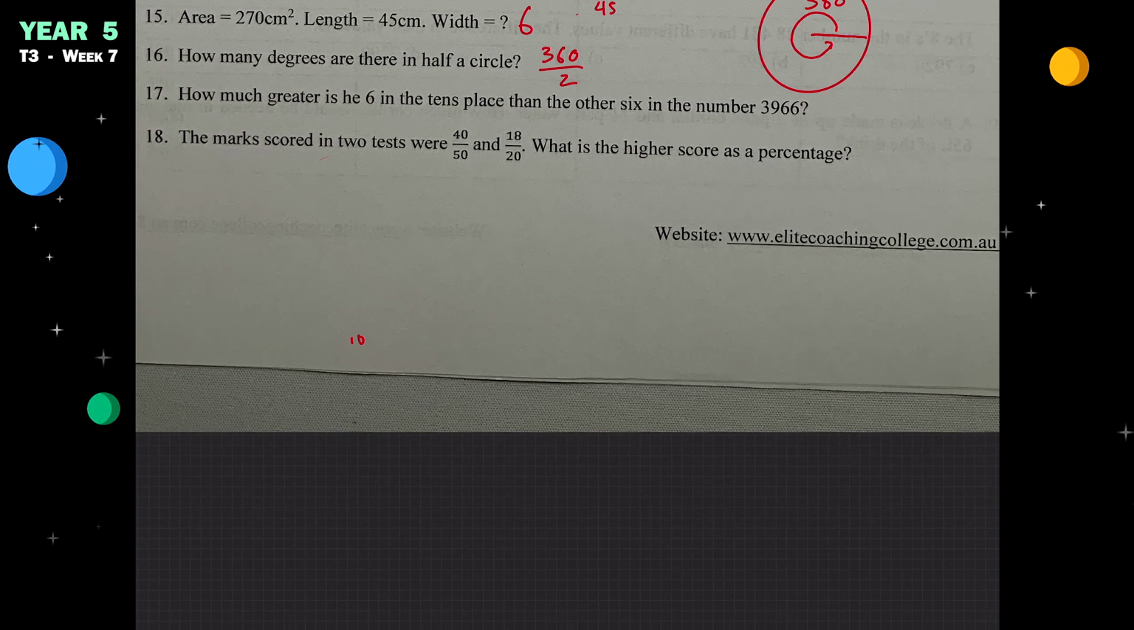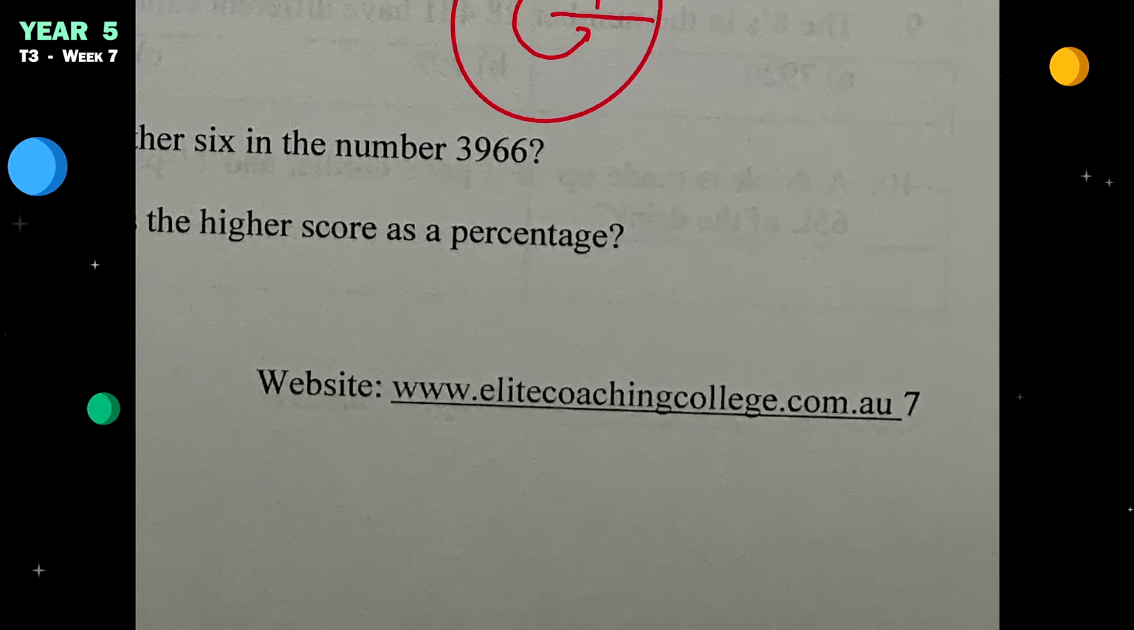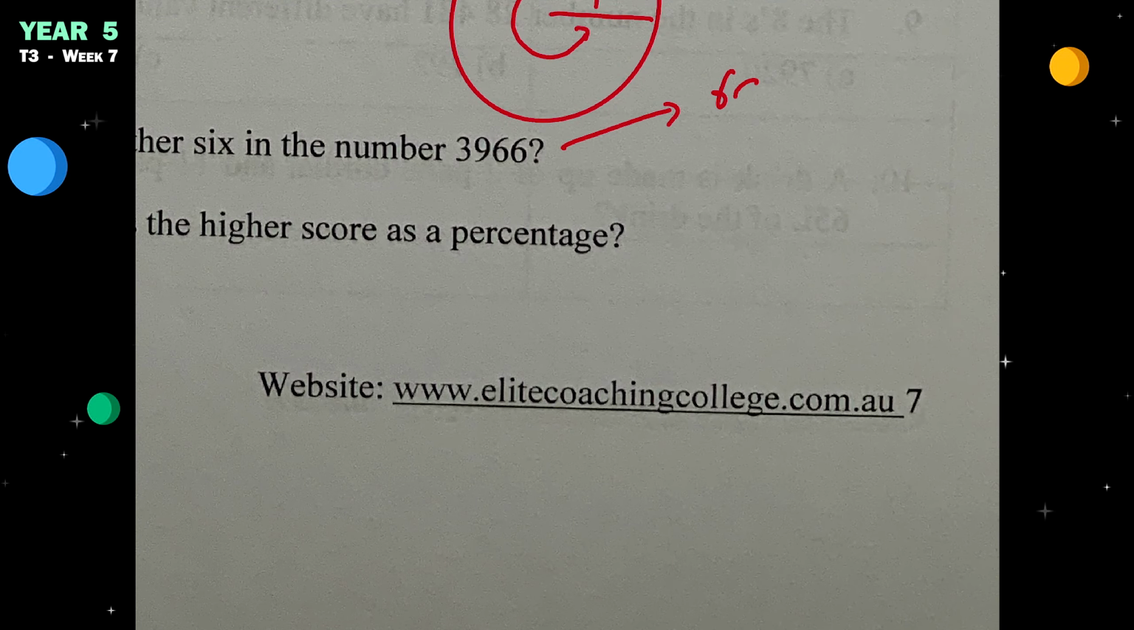How much greater is the 6 in the tens place than the other 6 in the ones place? Okay, in the tens place it's worth 60. In the ones place it's worth 6. So how much greater? You subtract, and you get 54.